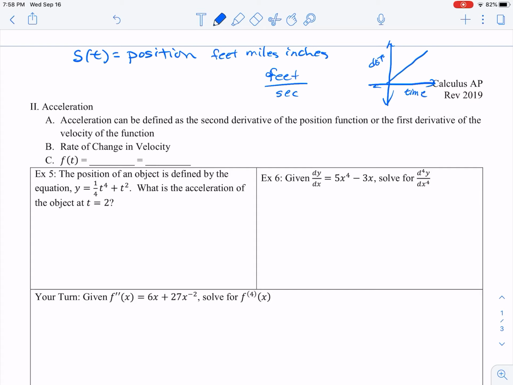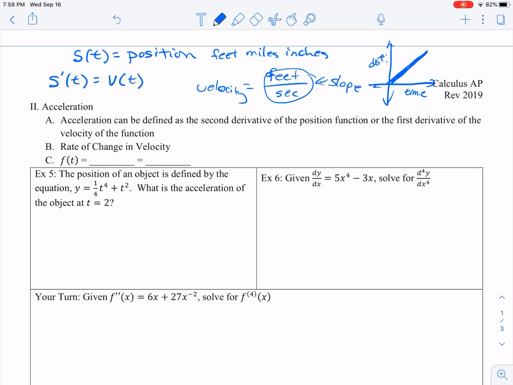That's the slope of this line. Feet per second, miles per hour, inches per minute, something like that. This represents velocity. This is slope. So what we do is we have the derivative of the position function equals velocity. All right, the derivative of the position function equals velocity.